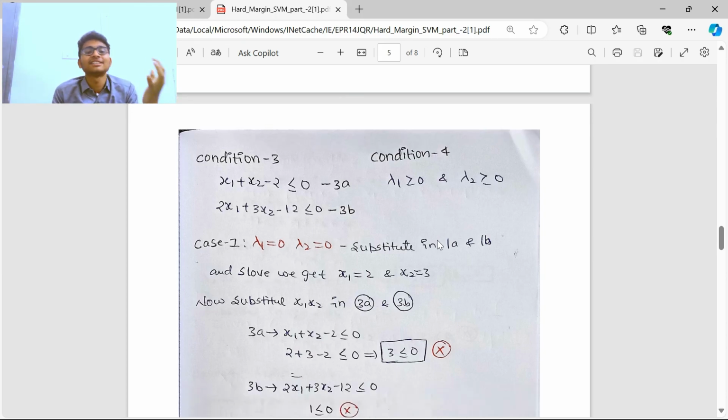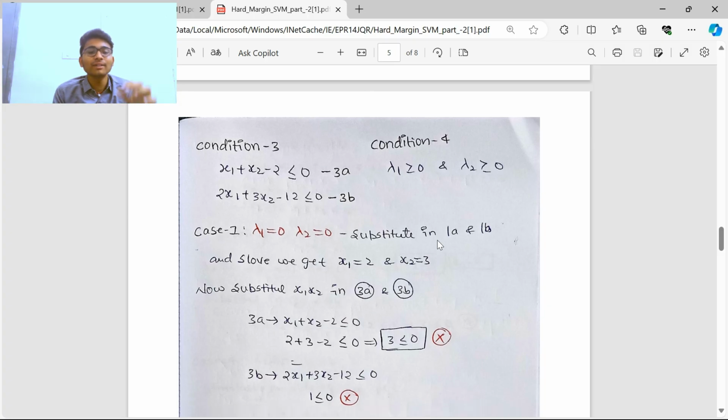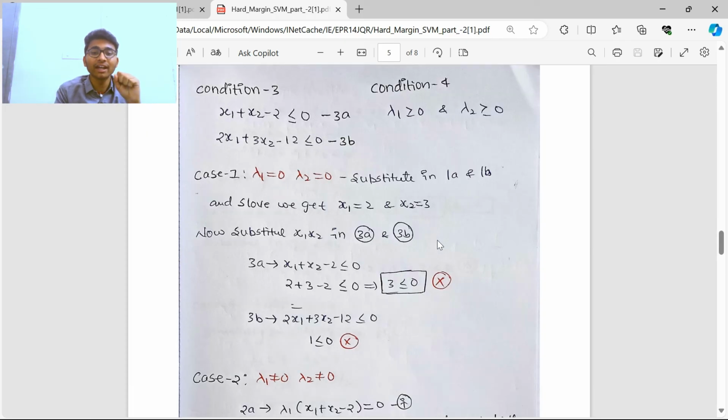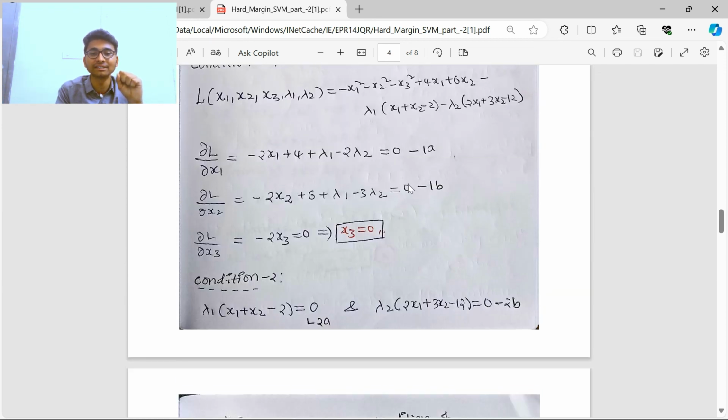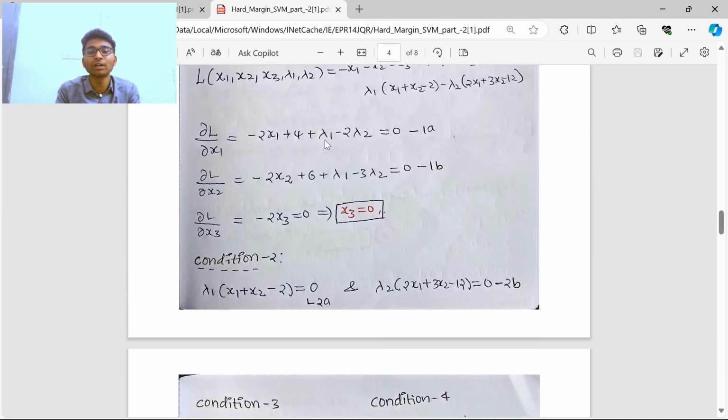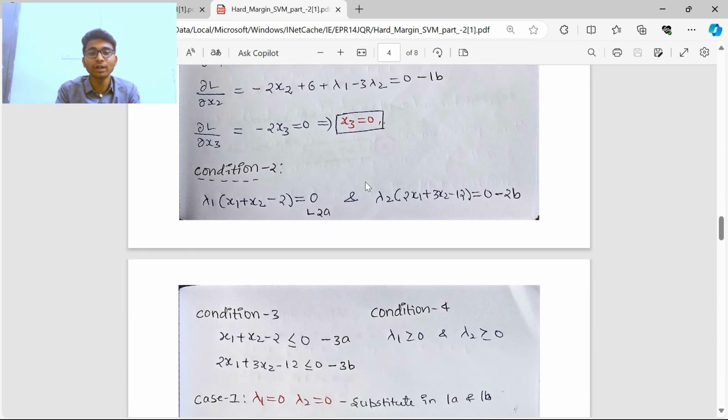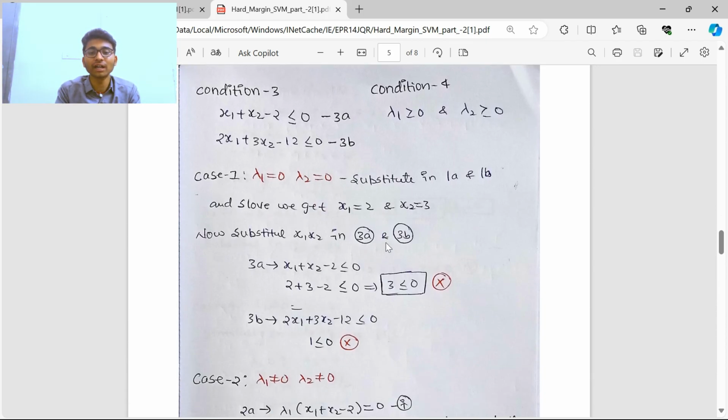And let's take case 1. Let's suppose both lambda 1 equal to 0 and lambda 2 equal to 0, or the Lagrange multipliers are equal to 0. On solving, because we have 1a and 1b, we have two equations, right? So you keep lambda 1 equal to 0, lambda 2 equal to 0, you will get two equations, and solve for x1 and x2. You will get x1 and x2.